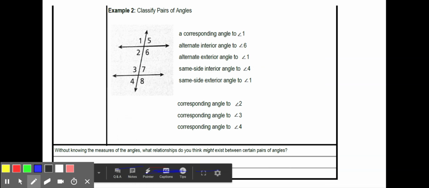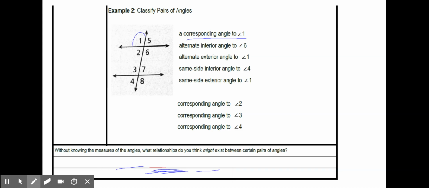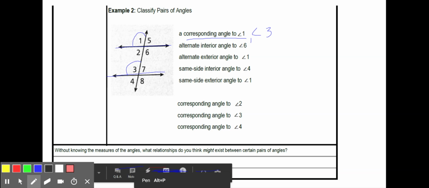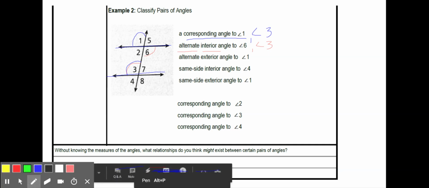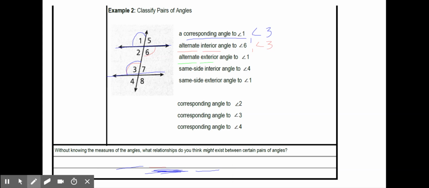Just by naming these, for a corresponding angle to angle 1, I want to look for an angle that's in the upper left-hand corner on the other line. So I'm going to say angle 3. Alternate means on the opposite side of the transversal, but inside. So angle 6. I'm looking at angle 3 or angle 7, but angle 3 is on the other side. Okay. Alternate exterior. So alternate on opposite sides, but outside. So I'm looking at angle 1, opposite sides, but outsides, angle 8.